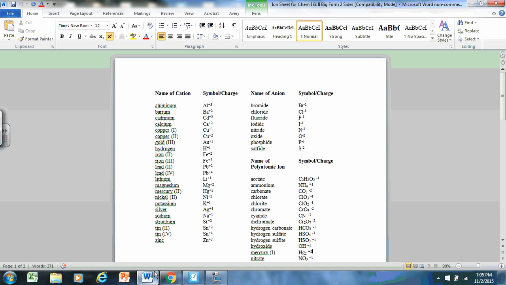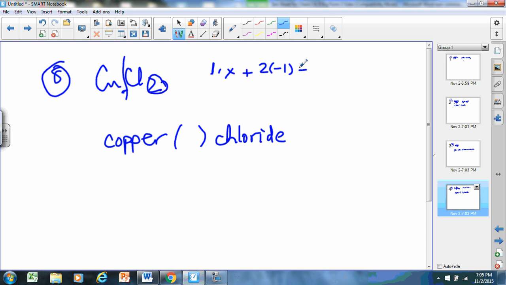And every year the kids ask me where I got that. The charge on chlorine is -1. You just get it off the sheet. By the way, negative ions never have Roman numerals or more than one charge. It's only the positive ions. Okay, and then remember they have to add up to 0, so you get this very easy equation: 1 times X is X, plus -2 equals 0, and then you add 2 to both sides, and you get X is 2, and that tells you that the charge on the copper is +2.